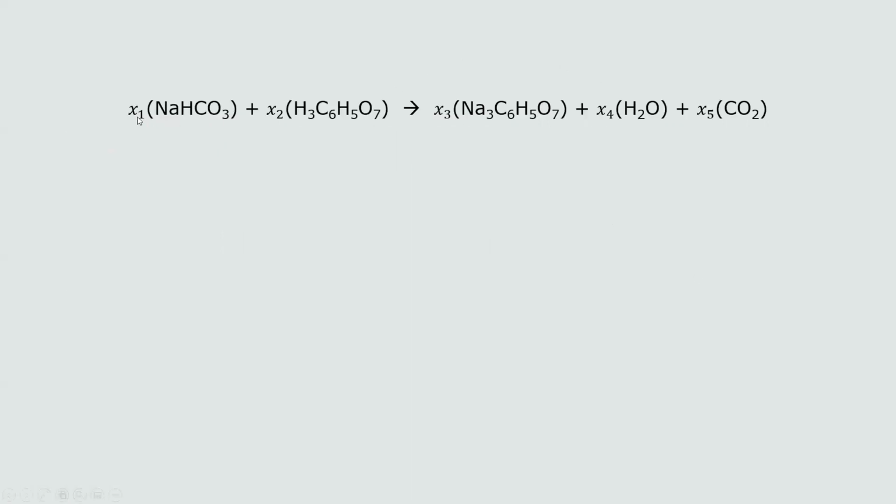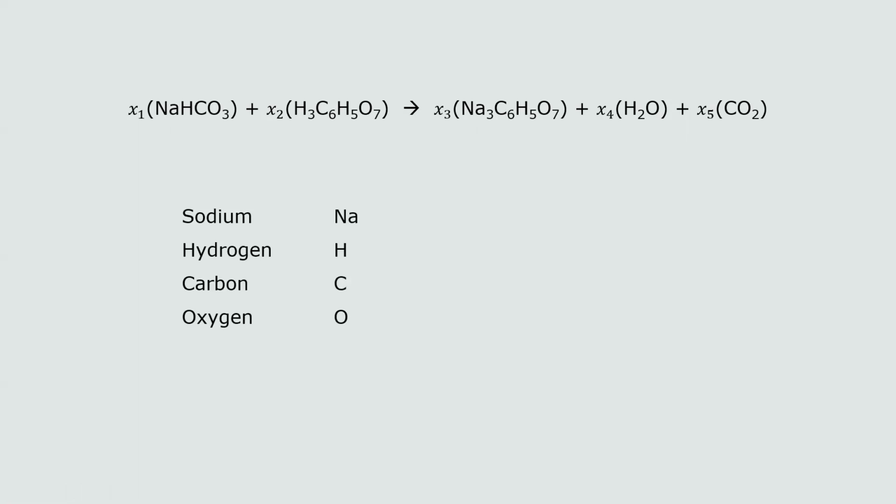Okay, so what I'm going to do is put my unknown coefficient in front of each compound. So I have x1 times the NaHCO3 plus x2 times the H3C6H5O7, x3 in front of the Na3C6H5O7, x4 in front of the water, H2O, and x5 in front of CO2. So those are just my unknown number of compounds of each type that I need, so the coefficients.